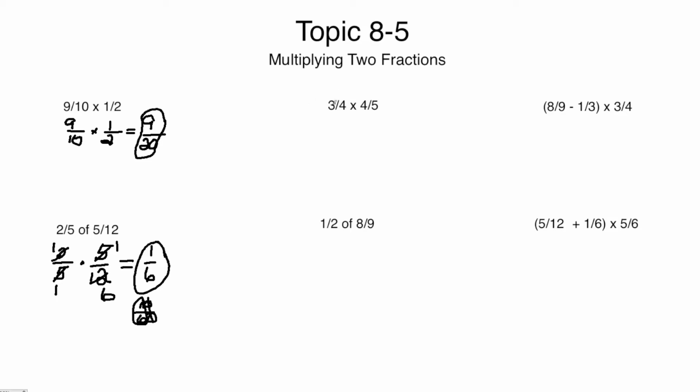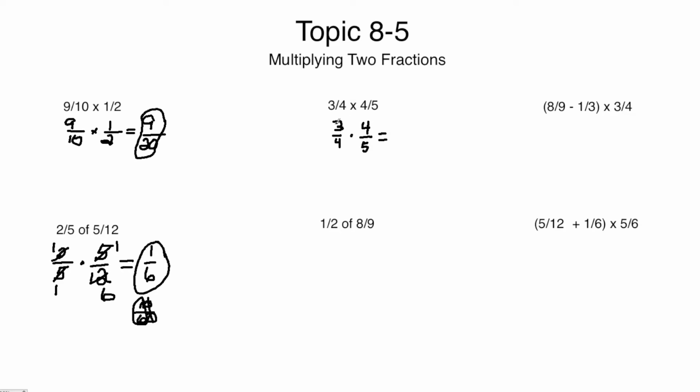All right, let's try this problem. Go ahead and push pause. See what you come out with. All right, so we have 3/4 times 4/5. Can we use the golden rule? Nope, because there's no whole number or mixed number.